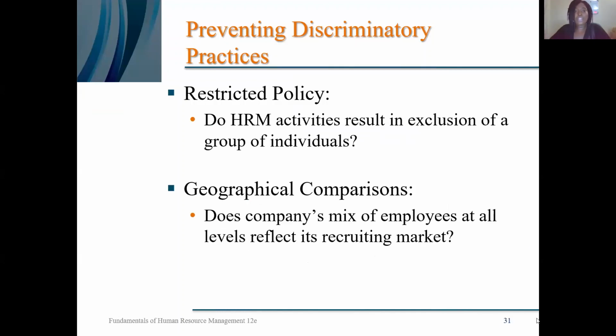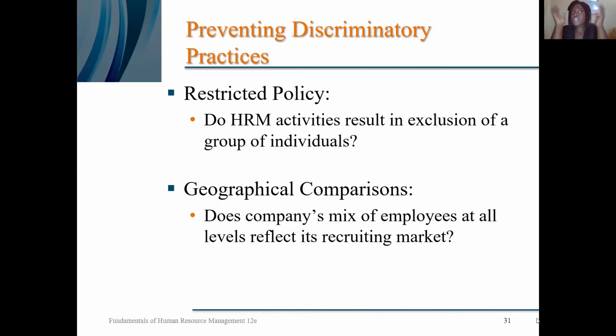All right, so moving on. Preventing discrimination: discriminatory practices, restricted policy. Do HRM activities result in exclusion of a group of individuals? And geographic comparison: does the company's mix of employees at all levels reflect the recruiting market? So if you reflect the community, all right?